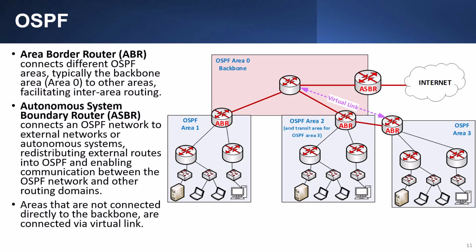An Area Border Router, or ABR, connects different OSPF areas, typically the backbone area, or Area 0, to other areas, facilitating inter-area routing. Autonomous System Boundary Routers, or ASBRs, connect an OSPF network to external networks or autonomous systems, redistributing external routes into OSPF and enabling communication between the OSPF network and other routing domains. Areas that are not connected directly to the backbone are connected via virtual links.